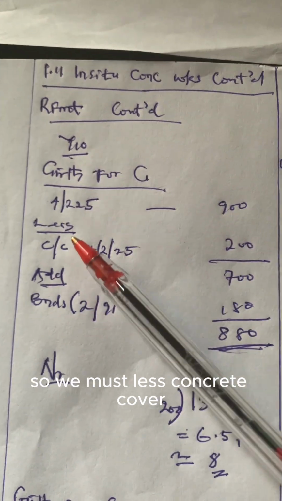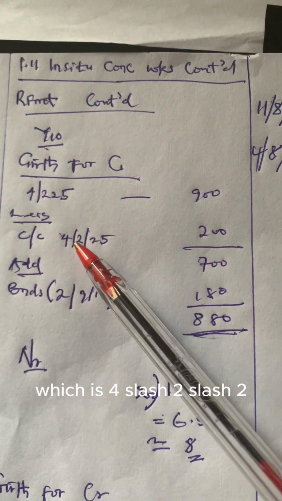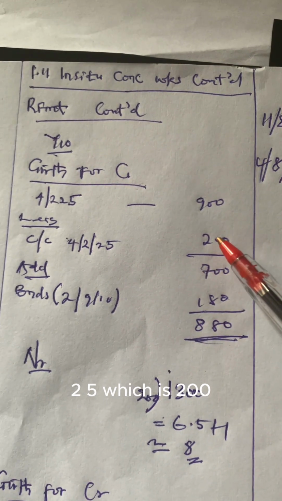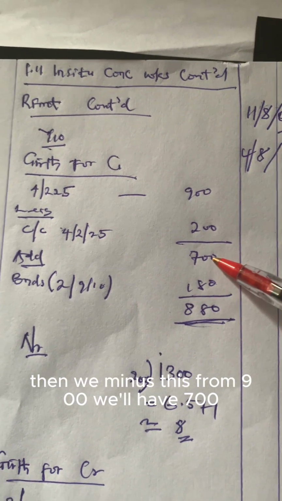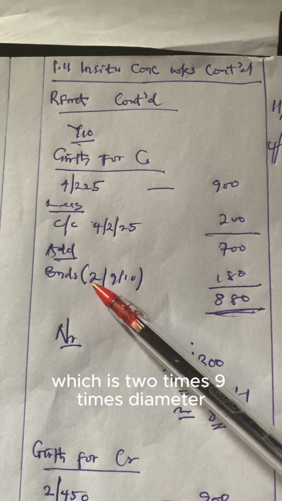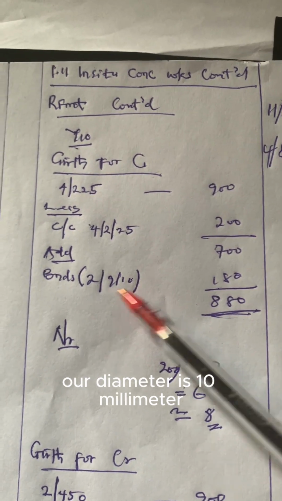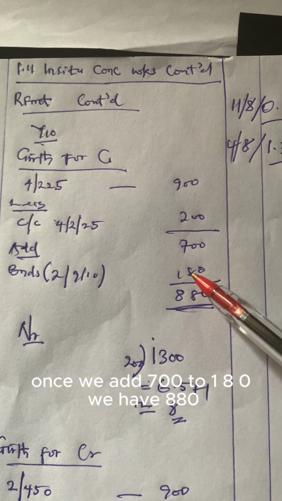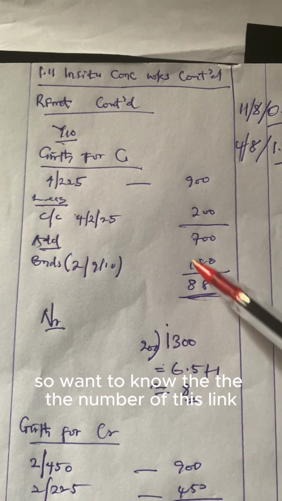So we must deduct concrete cover, which is 4 times 2 times 25, which is 200. Then we minus this from 900, we'll have 700. We'll go ahead to add our bend, which is 2 times 9 times diameter. Our diameter is 10 millimeter, so it will give us 180. Once we add 700 to 180, we have 880.